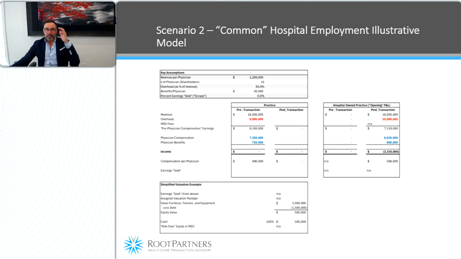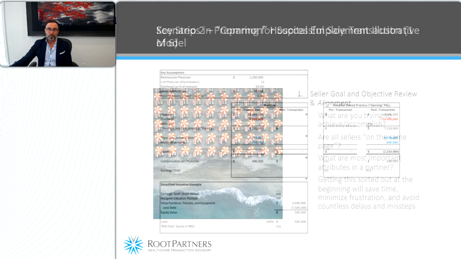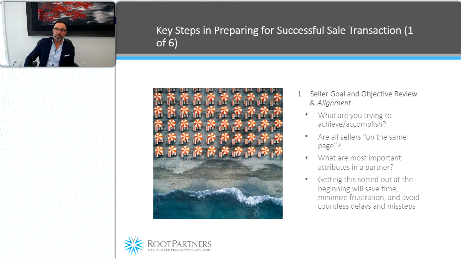Now you've hopefully got a good sense of the two more common structures that we see these days. Now we're going to get into the 6 steps. We'll pick up a little bit of speed and get into the 6 steps of preparing in the event of a transaction. It's applicable to the hospital, but I'm really focusing on the perspective of somebody doing a private equity deal. Okay, so the first step is goal and objective review and alignment.